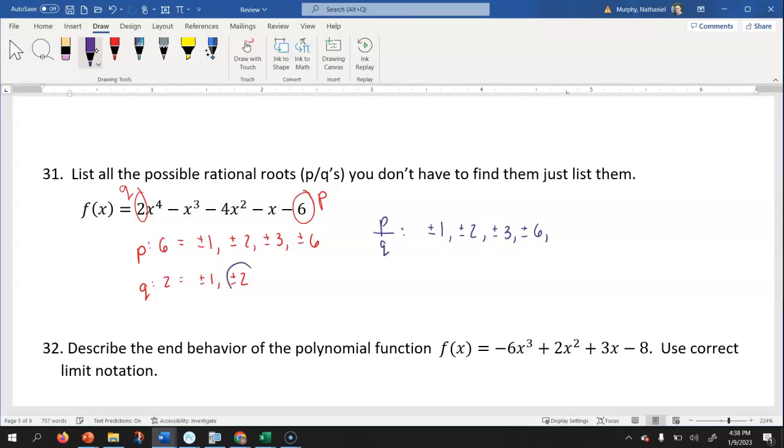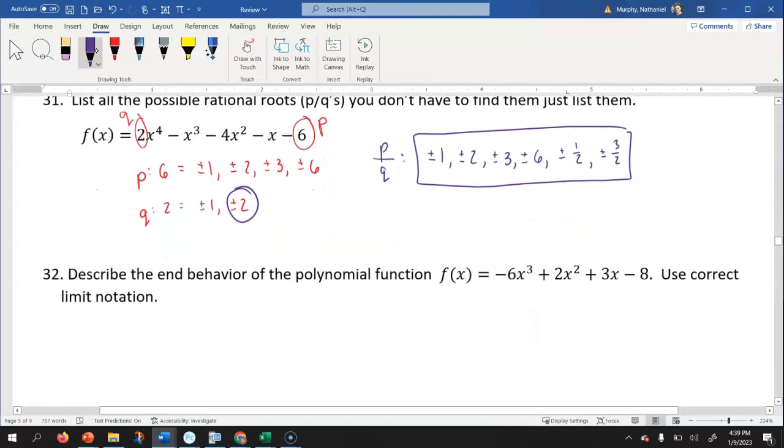Now let's move to having 2 in the denominator. So it'll be plus or minus 1/2. Now 2 over 2 is the same as 1. We already have it. Don't need it again. And then we'd have plus or minus 3 over 2, or 3/2. But 6 over 2 is 3. We already got it. Don't need to list it again. So these are all the possible rational roots. We don't have to do anything with those. Just list them out.